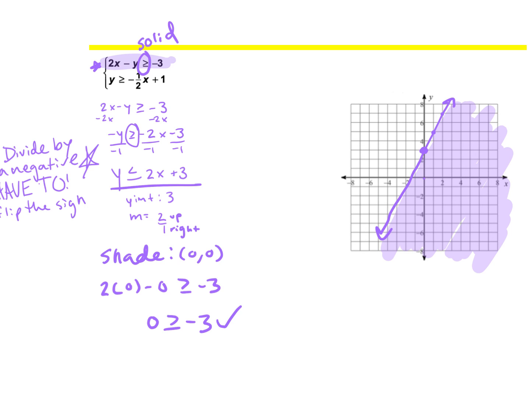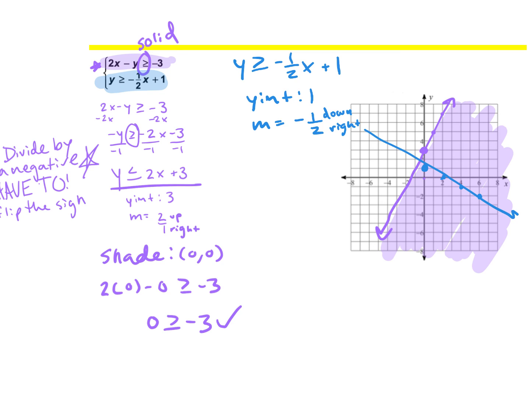All right, now let's graph the next one. So y is greater than or equal to negative 1/2 x plus 1. What's my y-intercept? 1. And what's my slope? Negative 1/2. So I'm going to put my y-intercept at 1. And how do I do the slope of negative 1/2? Down 1, right 2. So down 1, right 2, down 1, right 2. Solid line or dotted line? Solid line.